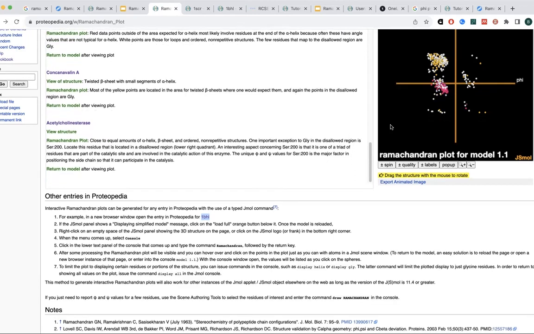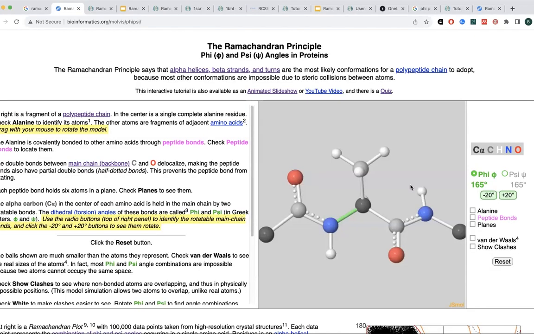So let's look. What we're looking at is a fragment of a peptide, and at its center we have the amino acid alanine, which is now highlighted. You can see that there is part of the preceding amino acid on its left and part of the following amino acid on its right. In dark gray, we have the alpha carbons. This is the alpha carbon of the alanine, then the alpha carbon of the preceding amino acid, and the alpha carbon of the next amino acid.